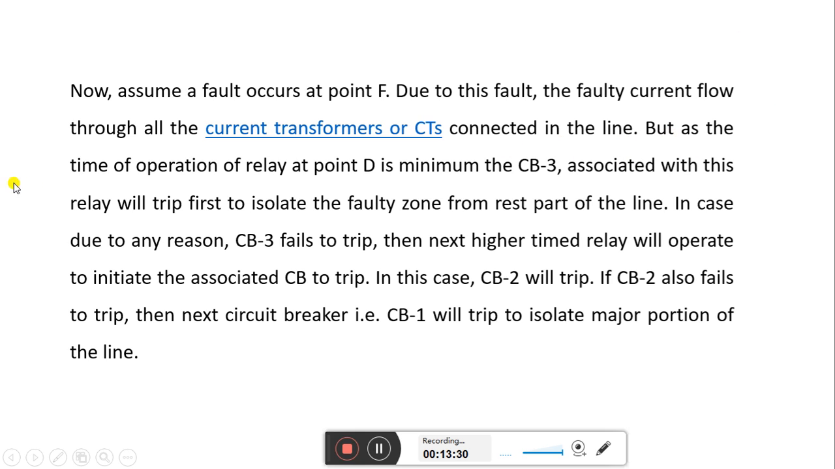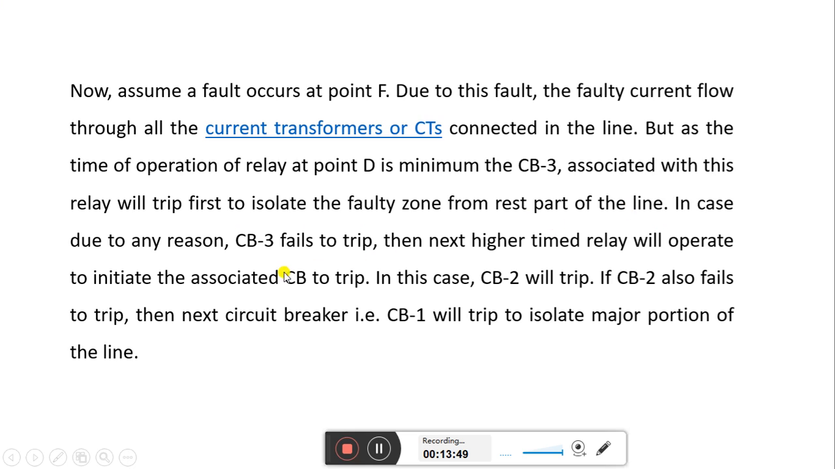But as the time of operation of the relay at point D is minimum, the CB3 associated with this relay will trip first to isolate the faulty zone from the rest of the line.